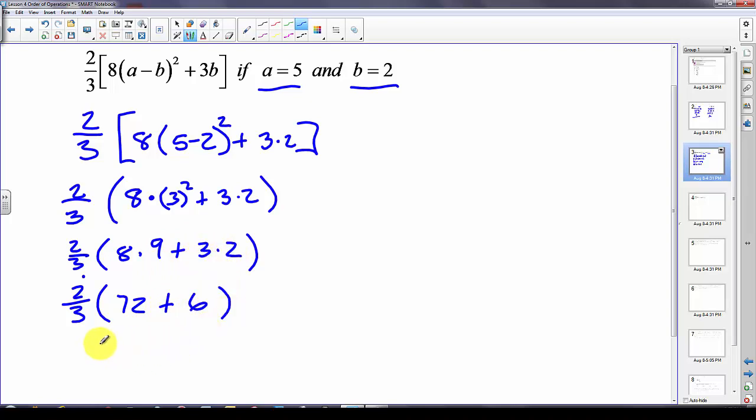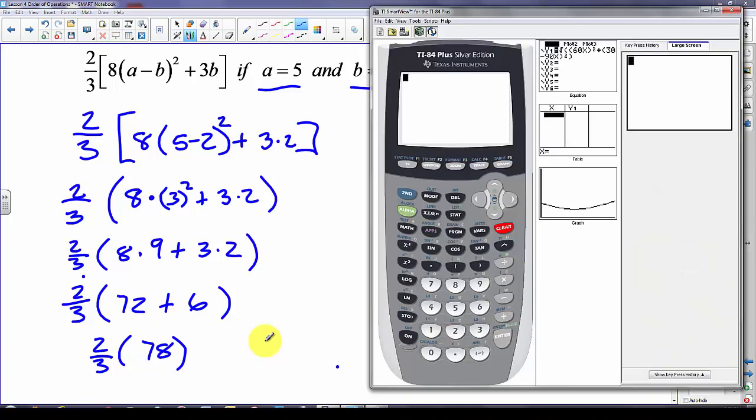So in this case, I have a total of 2/3 times 78. Now, let's assume that you can't do this in your head, which I know you can, but let's use our calculator to help us do this. So here we have the calculator. What I want to do is multiply 2/3 by 78. Anytime I have a fraction, I'm going to put that entire fraction in parentheses. So that's 2 divided by 3, close my parentheses, multiply that by 78.